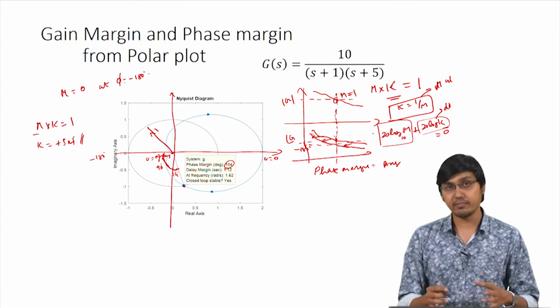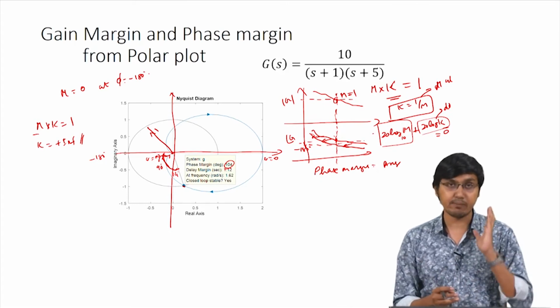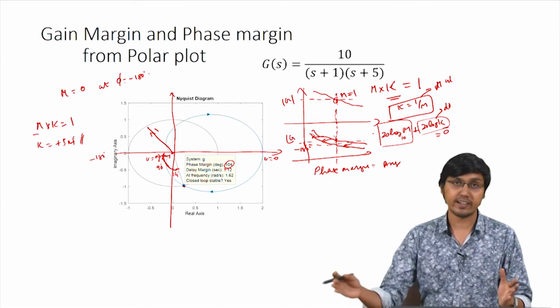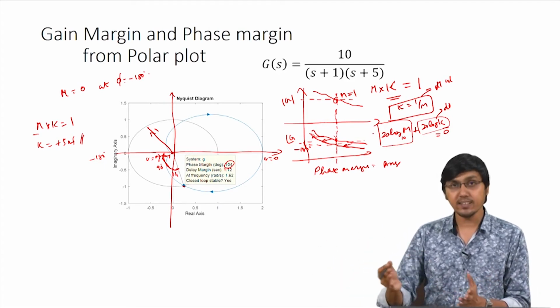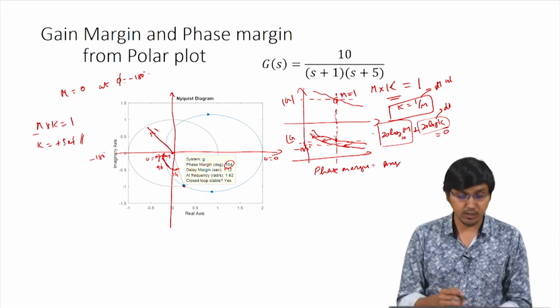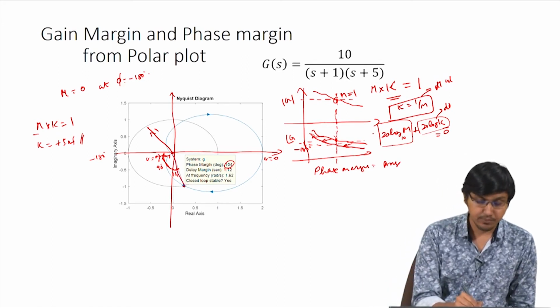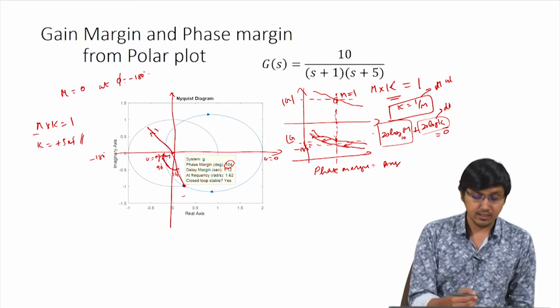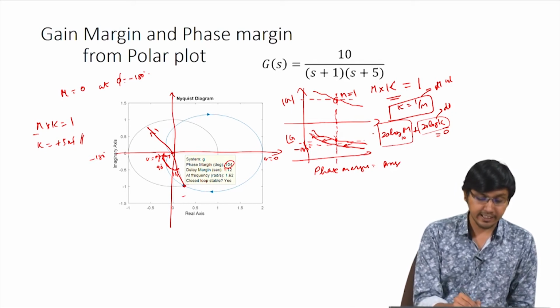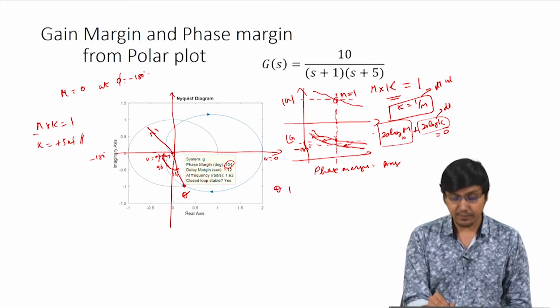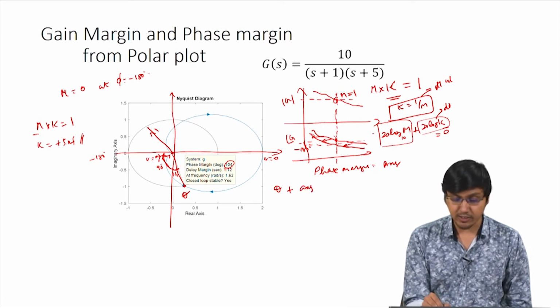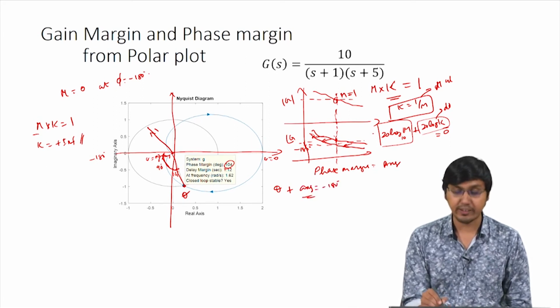For the phase margin, the same rule: we fix the magnitude of 1 and then find the angle, and then we say by what angle we have to add so that the angle becomes minus 180 degree. Here you take the angle value, say theta, and then you say minus 180 degree minus this theta plus the angle you have to add, so that this becomes minus 180 degree. You add that and find the value of the angle here.